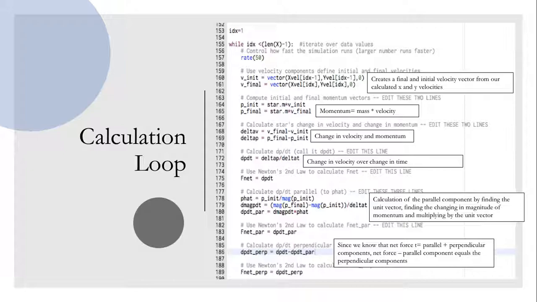We then were able to calculate the parallel component of the force by finding a unit vector, finding the change in magnitude of momentum, and multiplying this times the unit vector. We then set Fnet parallel equal to the change in momentum parallel. And then since we know that net force is equal to the parallel component of force plus the perpendicular component of force, we can rewrite this as net force minus the parallel component of force equals the perpendicular component of force in order to find Fnet perpendicular and dB/dt perpendicular.